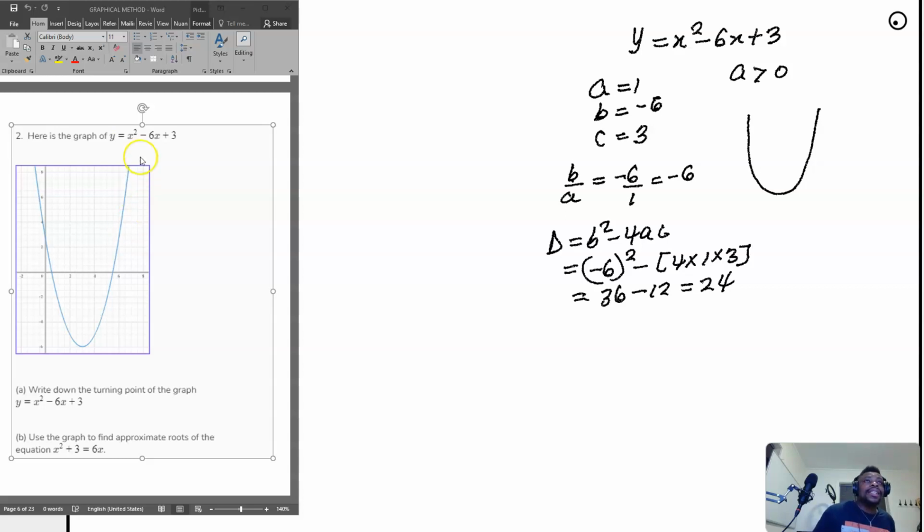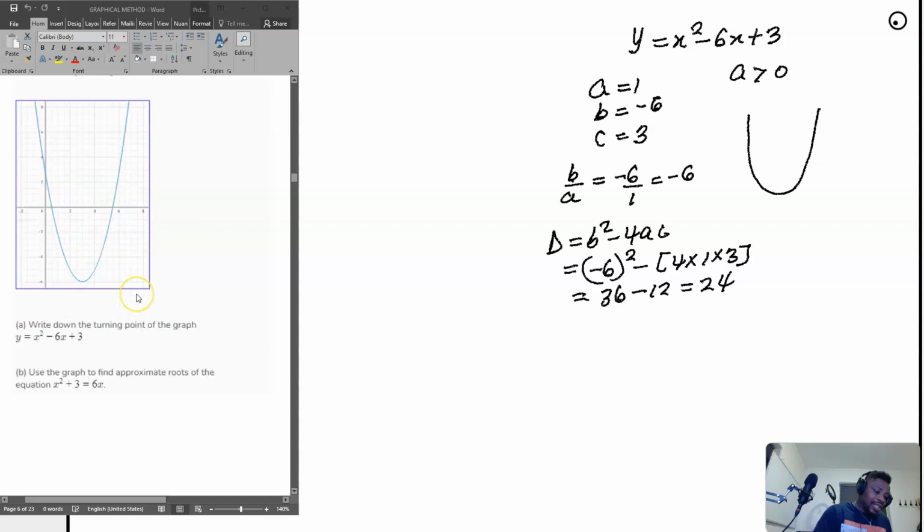So if you look at this graph that they've given you, this opens up, good, and this is on the right, good, and this is cutting the x-axis. So the graph is correct. But what is the question here? I just analyzed here, just analysis. The question says write down the turning point of the graph.